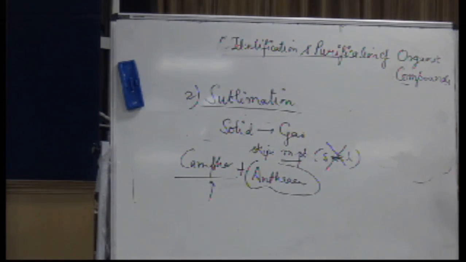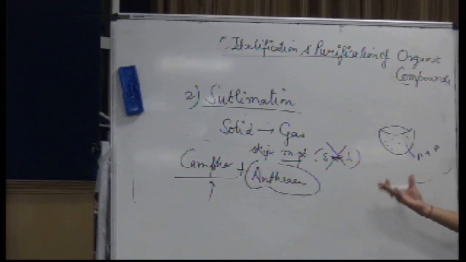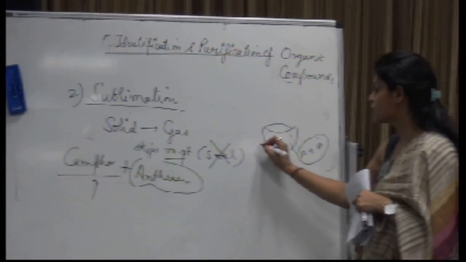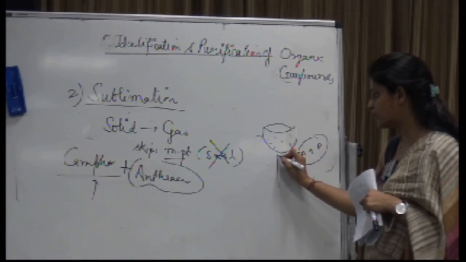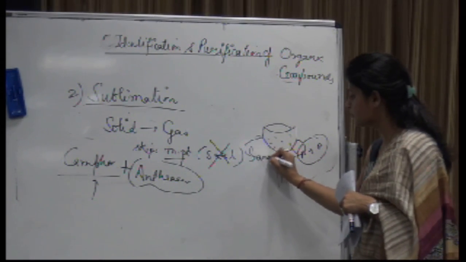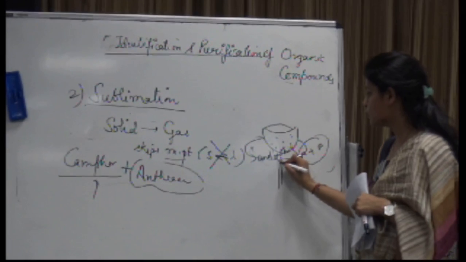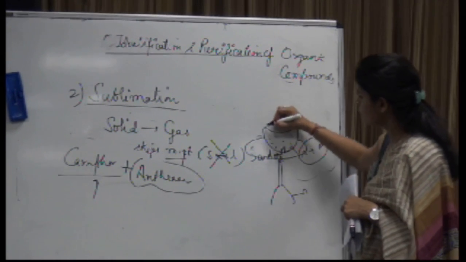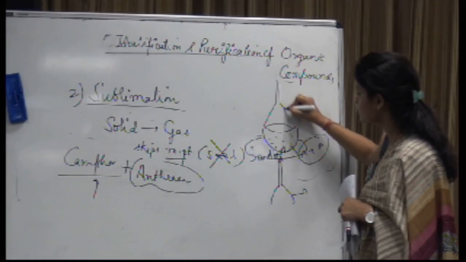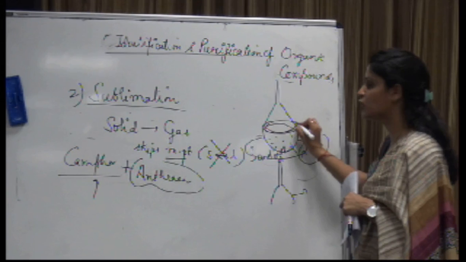What is the experimental setup for sublimation? You take a china dish, put that mixture containing A plus B, that means camphor and anthracene, in the china dish, with a burner. Do you think you will directly heat? You have to keep a sand bath to provide uniform heating to the china dish. You'll put a burner, and then you will put a funnel over it with a filter paper on the top of the china dish which is perforated.